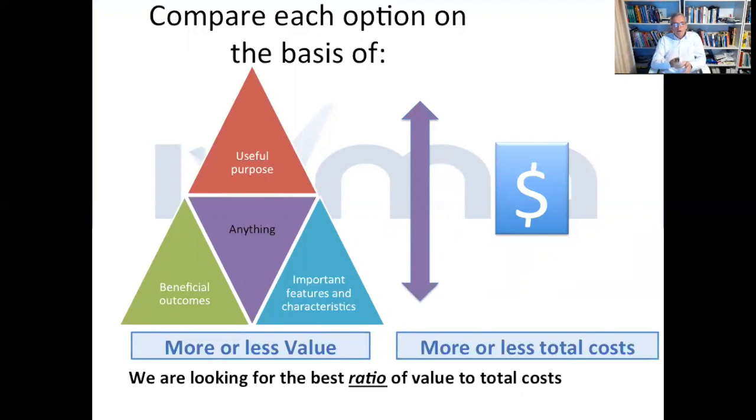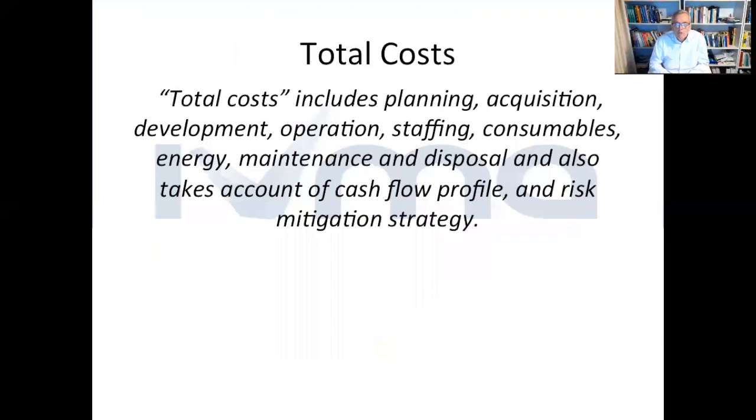But essentially what we're doing is taking our value statement, looking at options to deliver it, recognizing that those options will provide more or less of the value required, and they'll do it for more or less total cost. Now, before we move on, I just want to define what we mean by total cost. This is how we've defined it in the Australian Standard. Total cost includes the costs of planning, acquisition, development, operations, staffing, consumables, energy, maintenance and disposal, and also takes account of the cash flow profile and the risk mitigation strategy, for there are costs there as well.